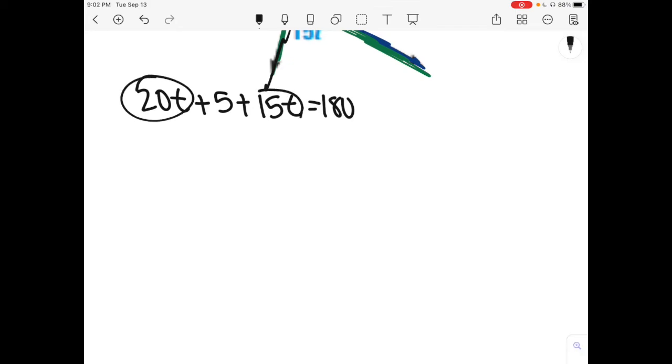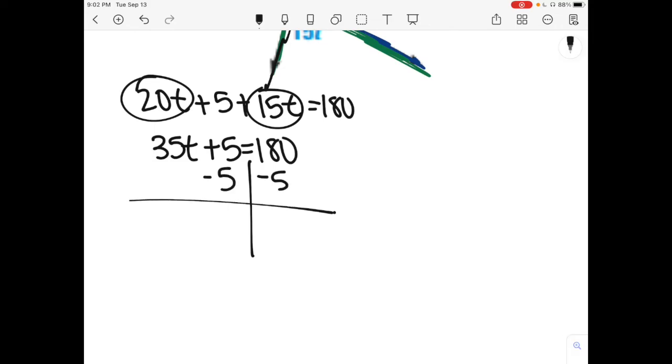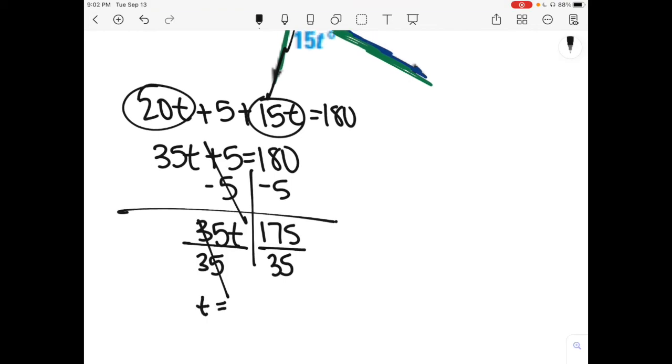So 20t plus 15t is going to be 35t. We're combining like terms there, and then plus 5 equals 180. And then I'm going to draw a line to separate. When I do minus 5, I'm going across the equal sign, so I needed to change the symbol. So 185 minus 5 is 175. And then the last step for this problem is to divide both sides by 35 to undo the multiplication. So 175 divided by 35 is 5. So t equals 5.